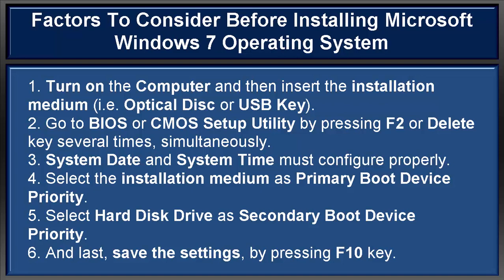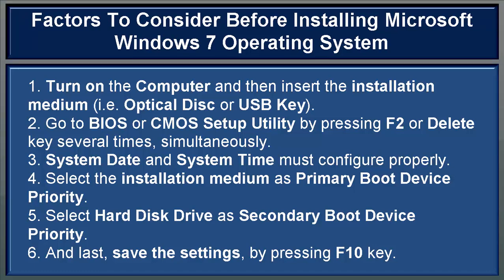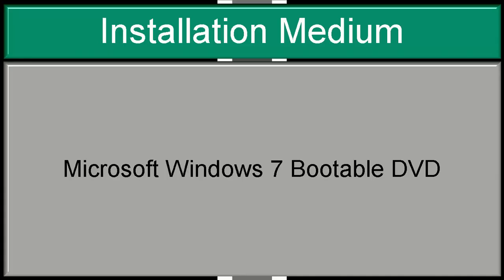So these are the factors that we are about to consider before installing Microsoft Windows 7 operating system. Turn on the computer and then insert the installation medium. Go to BIOS or CMOS setup utility by pressing F2 or the Delete key several times. System date and system time must be configured properly. Select the installation medium as primary boot device priority. Select hard disk drive as secondary boot device priority. And last, save the settings by pressing the F10 key. In this activity, I'll use a Microsoft Windows 7 bootable DVD.